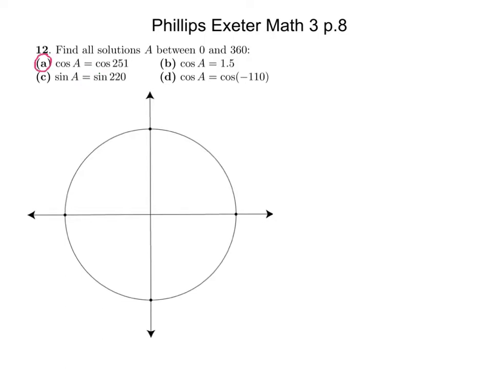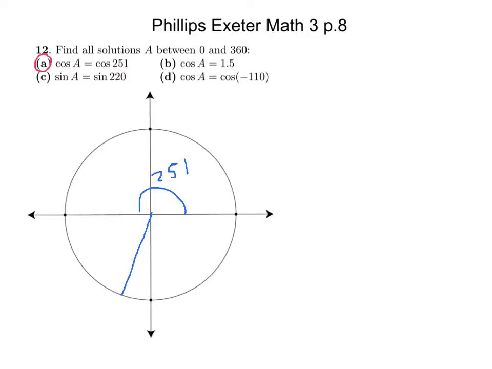Do an A. Which quadrant would 251 degrees be in? The third quadrant. So if you go around the circle here, 0, 90, 180, 270, it's right in this area right here. So I'll go ahead and draw that. That is 251 degrees.